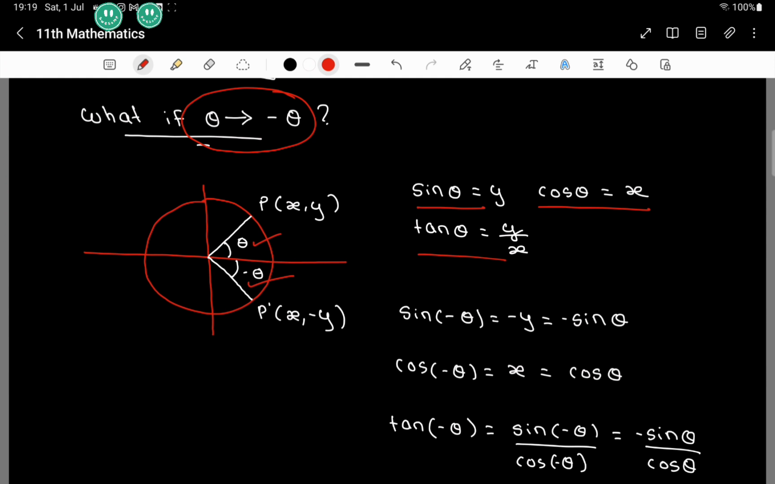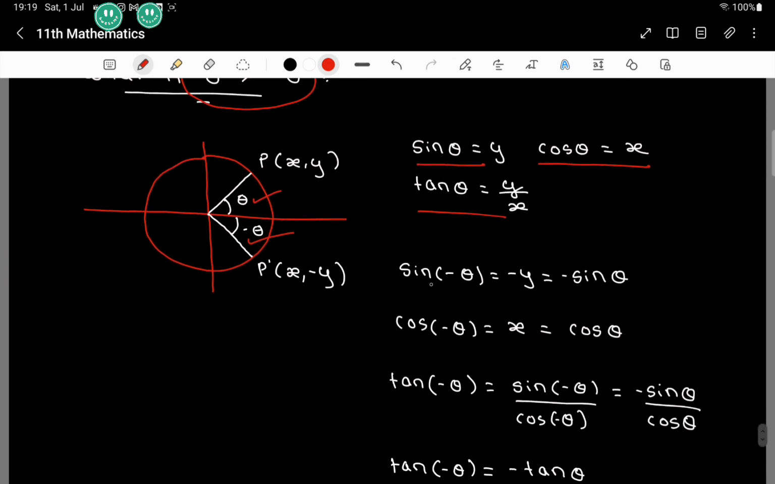Now, x comma minus y, why? Because the point P dash is nothing but the reflection of point P about the x-axis. Therefore, the x coordinate will remain the same, but the y coordinate will become negative.